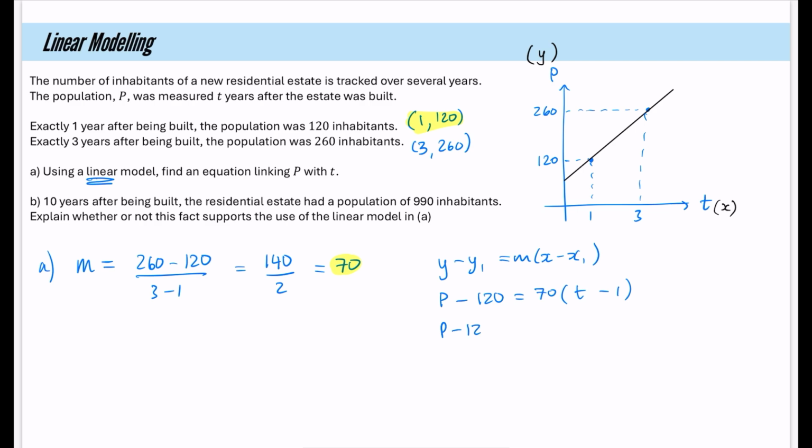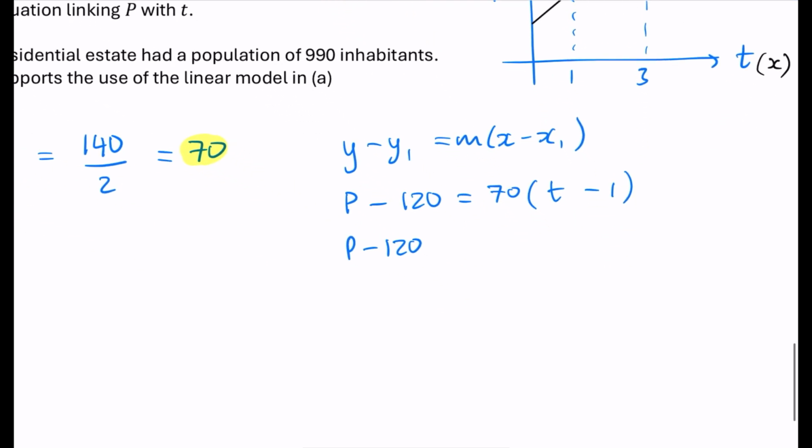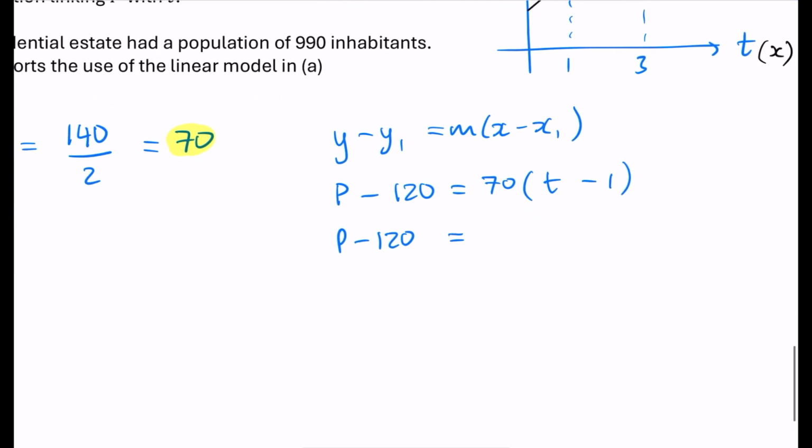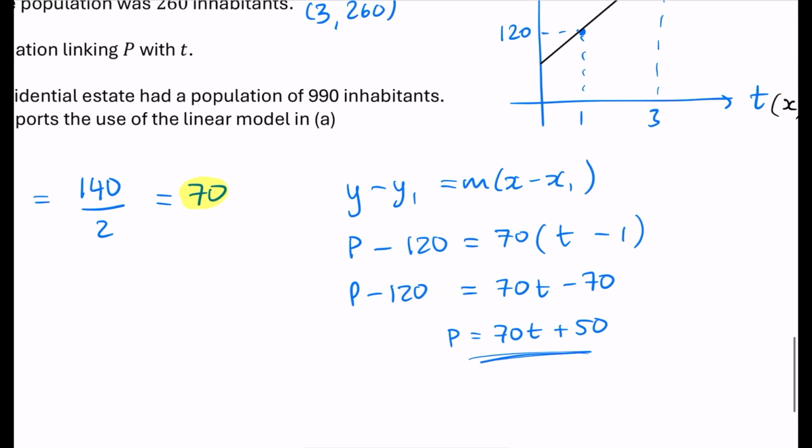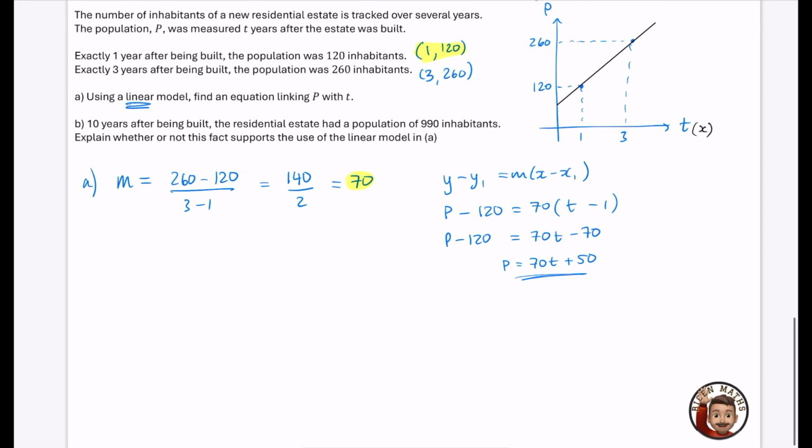Now I probably will have P as the subject because I want the equation to be P in terms of T. I'll expand the brackets on the right hand side, and I'm going to add the 120 to the minus 70 to get 50. Now we can interpret this. This is saying that the population started off at 50 when T was 0. This y-intercept here appears to be 50. And for each extra year, the population is increasing by 70.